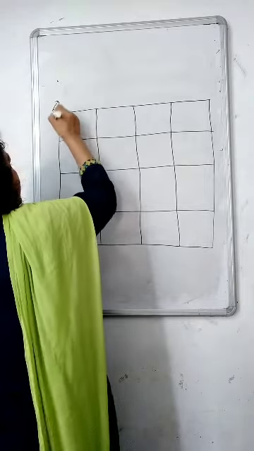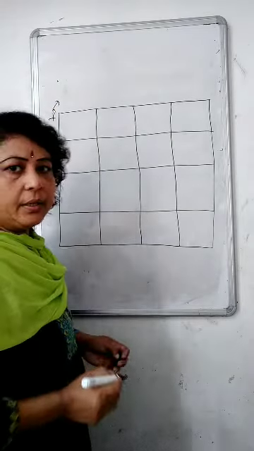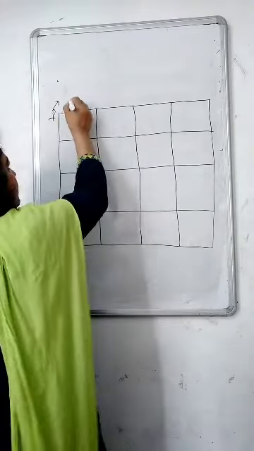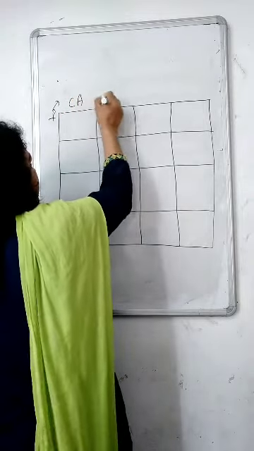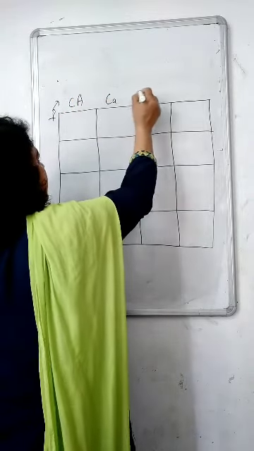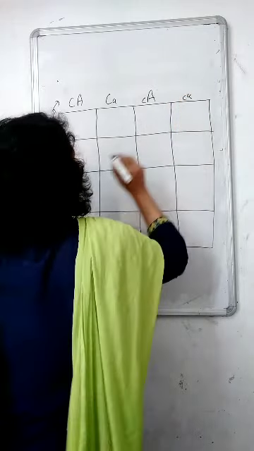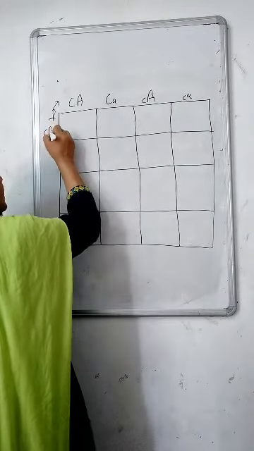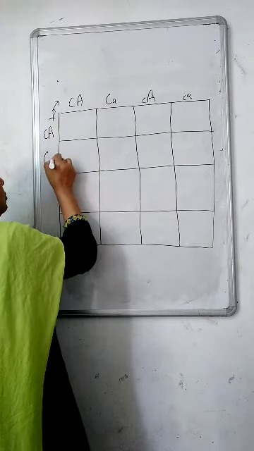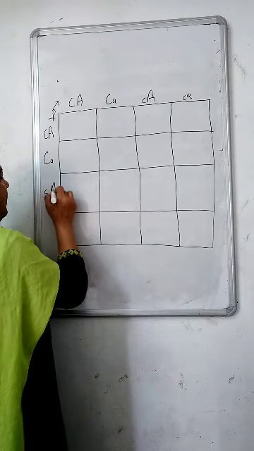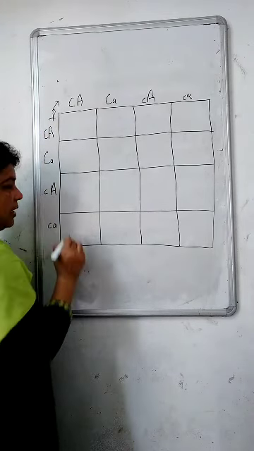Okay, so male and female. Capital C capital A, capital C small a, small c capital A, small c small a. Here also capital C capital A, capital C small a, small c capital A, small c small a.